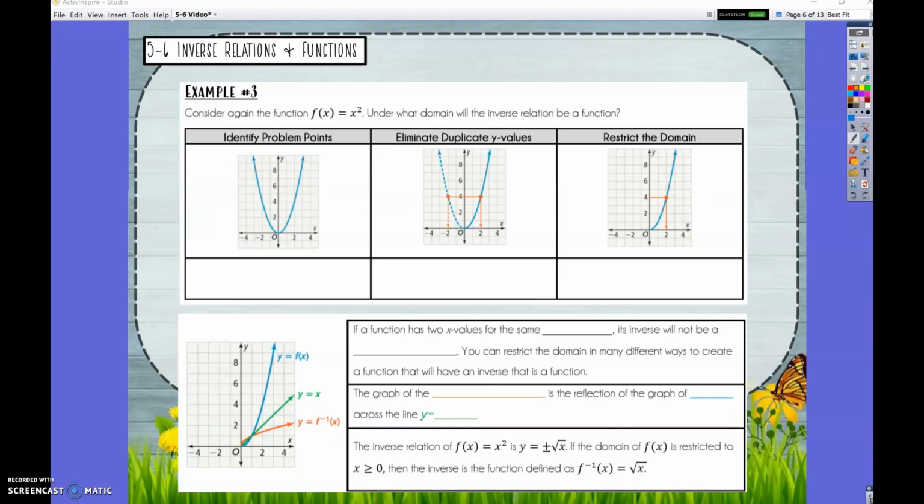For example 3, it gets into kind of what I've already talked about, how you might have to restrict the domain. If you look at when x is 2, 2 squared is 4 and negative 2 squared is 4. These are our problem points. When we plug in these values, we get the same y value. So when you do the inverse over here, we would get 4, 2, and 4, negative 2. That would not let it be a function.